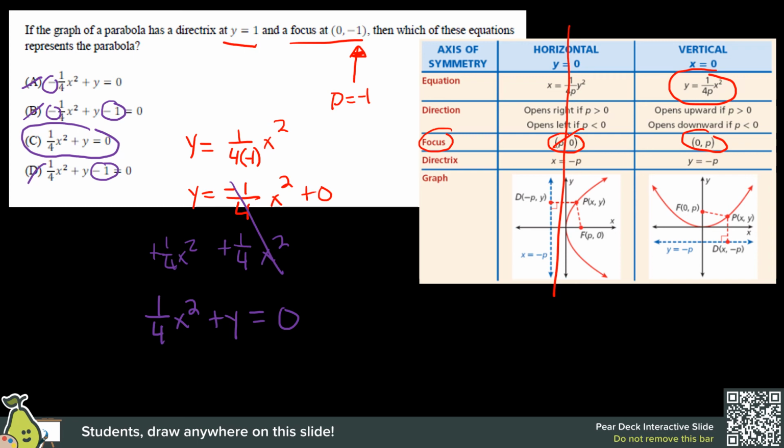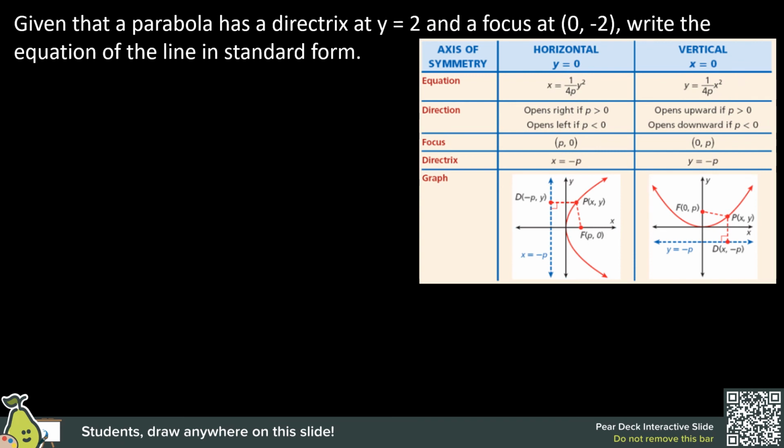Let's go ahead and move on. So for your problem here, same information is given. Pay very close attention to how you get your p value. If you're not sure, this question is exactly like the one before. So make sure that you get your p value. Then from there you'll use your equation, and you want to get your equation in y-intercept form and then rewrite it in standard form. All right, so let's go ahead and get moving.